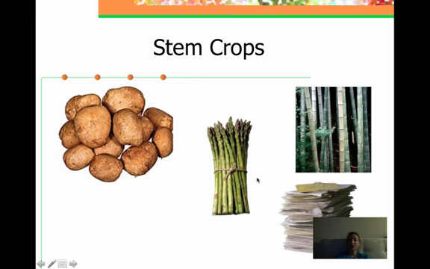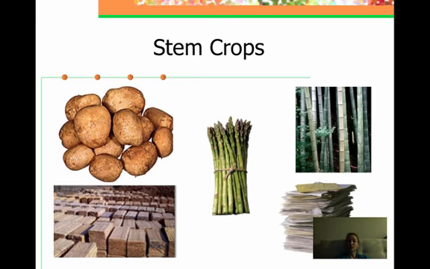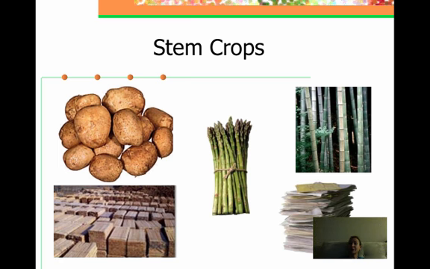Some stem crops, some pretty yummy things and some useful things that we use. You have bamboo in this picture, you have asparagus, you have potatoes. Potatoes a tuber, specialized type of stem. You have notebook paper, and then you have lumber. All of these came from stems because tree trunks, of course, they're dicot stems, and that's where you get wood products from. Alright, so that concludes our stem presentation.